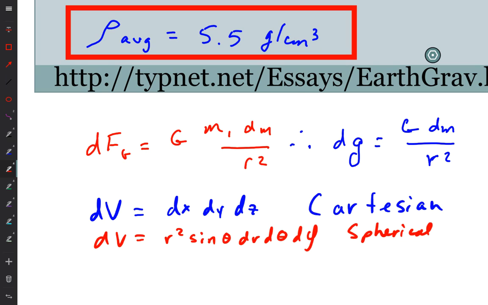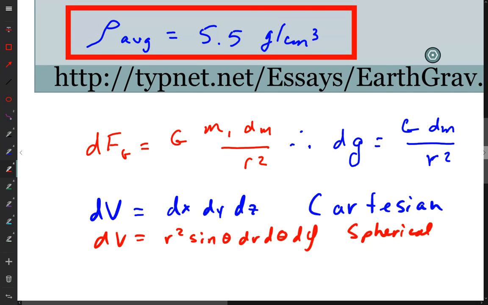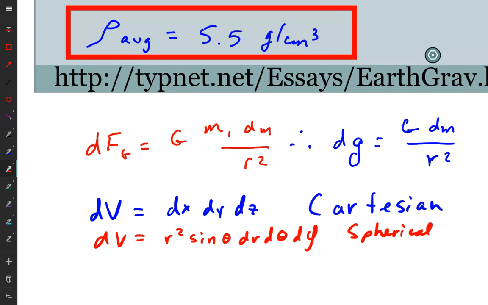How many people have done an integral using dV equals r squared sine theta dr d theta d phi? Okay, three, four people. I will show you how to do it this way, and I will also show you how to make it easier. This way is actually very easy, but to make it easier in that you don't have to think about a triple integral. So our dV, I'm going to use spherical coordinates for the very obvious reason that I have a spherical symmetry in the Earth.